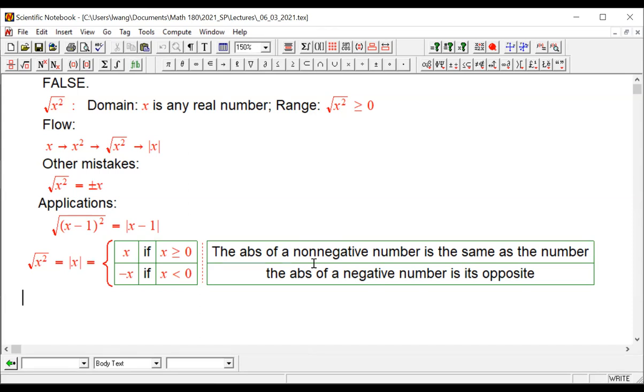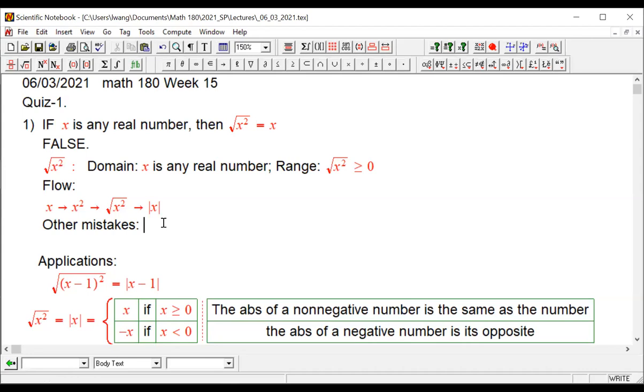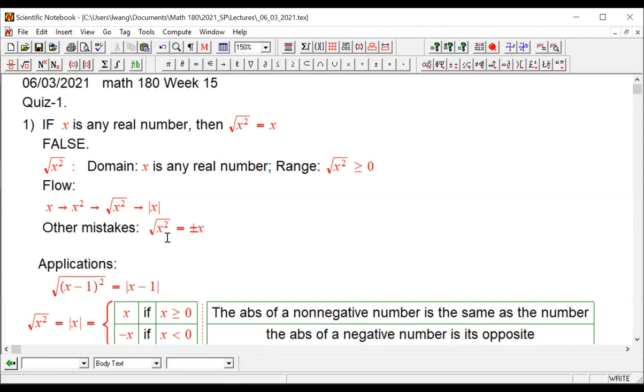All right, so this is about the statement. A statement says this is the same as x. We know that's false, and then we go on. We say, hey, this is the same, right? And this is a mistake. Let me put it here. This is the mistake. That's not true.